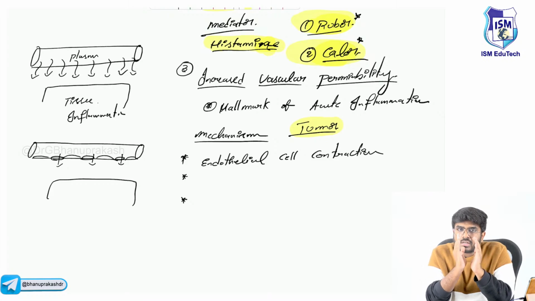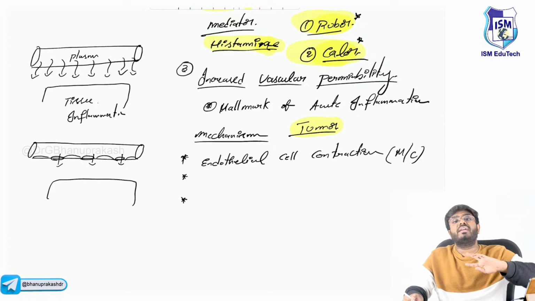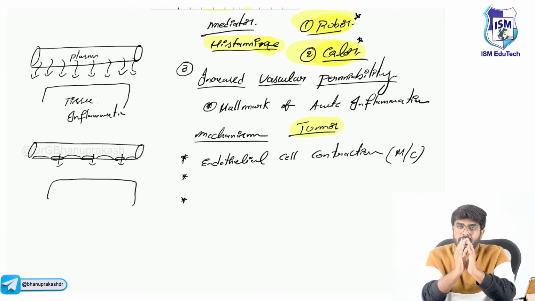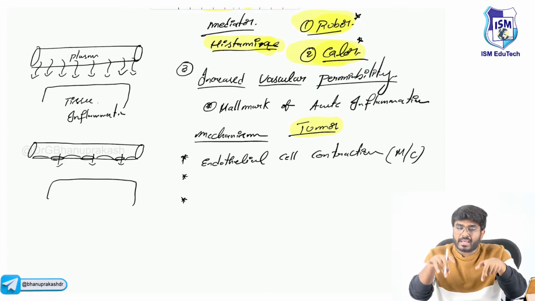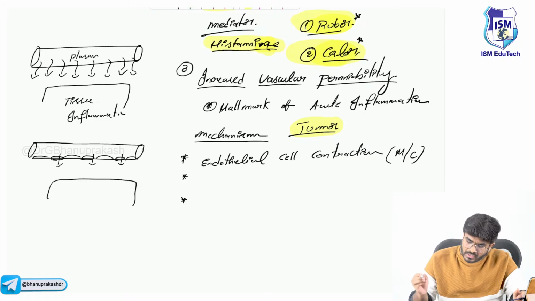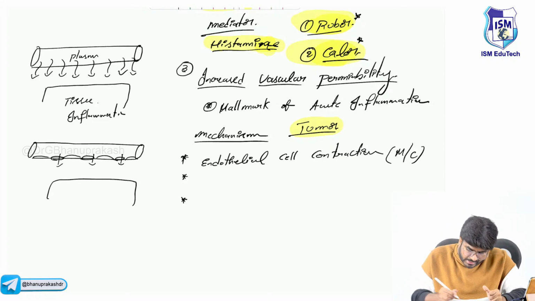Now endothelial cell contraction is the most common mechanism of increased vascular permeability, where the endothelial cells contract, creating gaps through which the plasma leaks into the tissue, the inflamed area. This is one thing. Next, what are the mediators for this endothelial cell contraction? Why are the endothelial cells getting contracted?